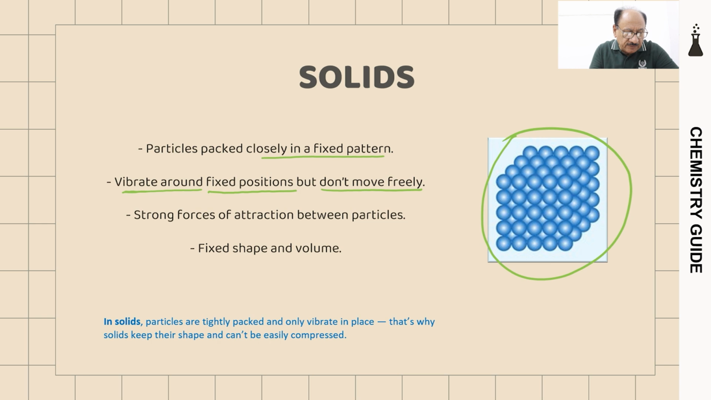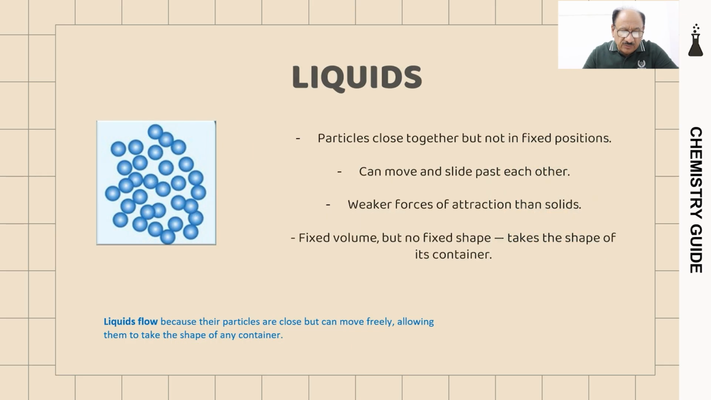We are discussing solids, so there are strong forces of attraction between the particles. Those strong forces keep all the particles of the solid held together, and that's why they have a fixed shape and fixed volume. So in solids, particles are tightly packed and only vibrate in place. That's why solids keep their shape and cannot be easily compressed.